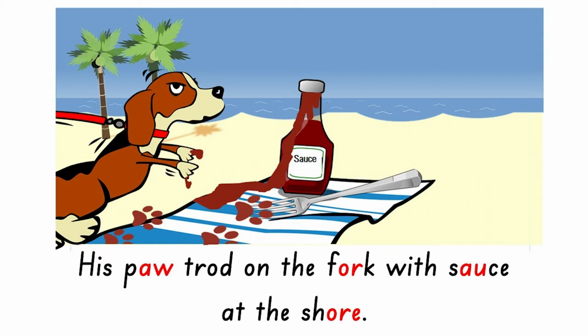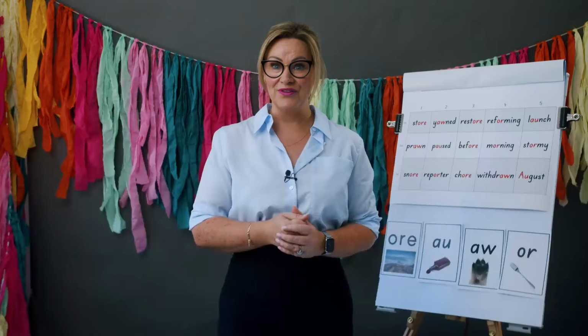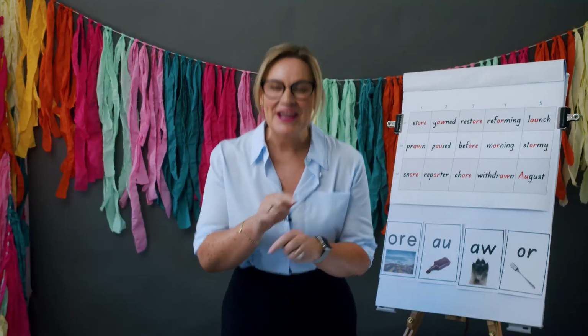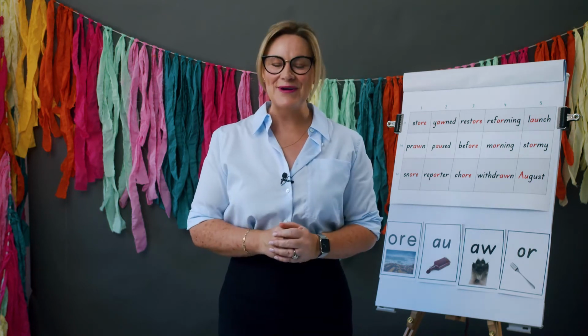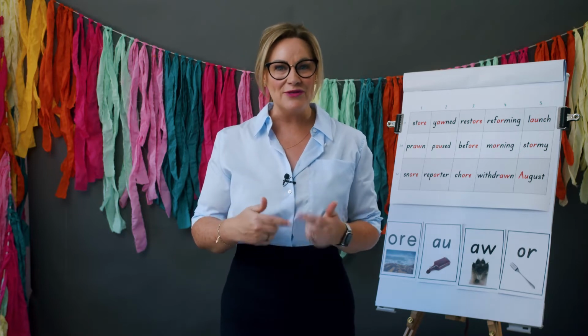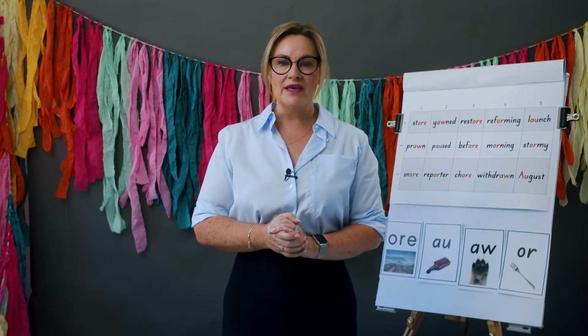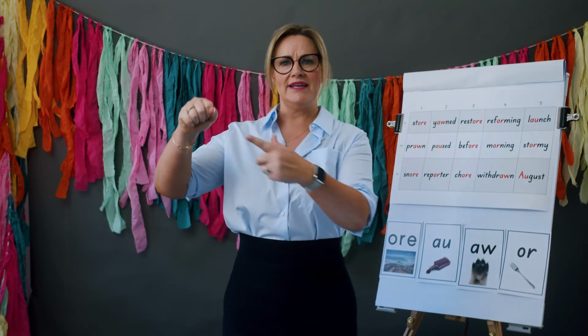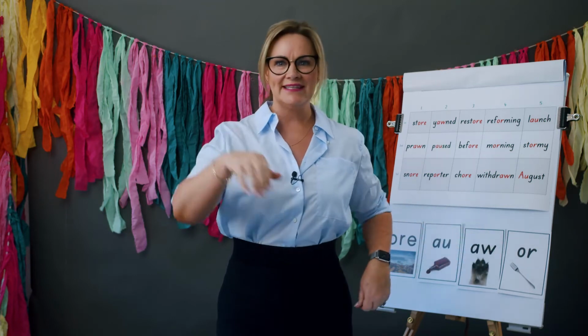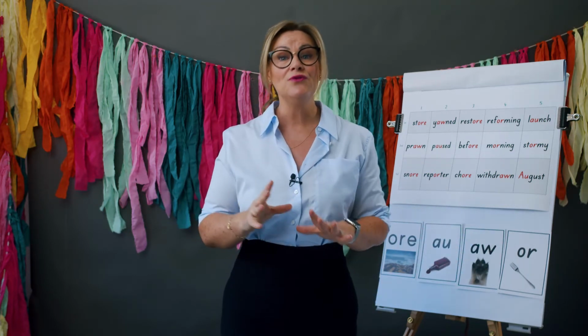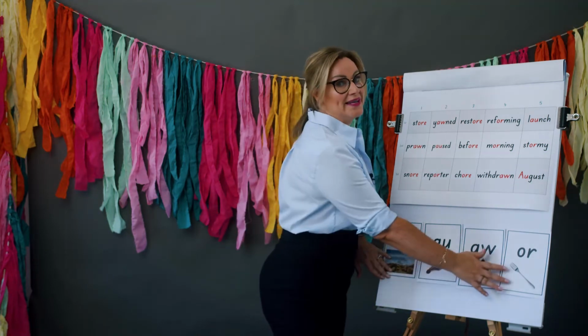Brilliant. This picture is showing all of the spelling choices for the phoneme or that you know so far. I'm going to tell you a little secret. Do you know who made this up? Zana. She's incredible. So great. So when you're trying to think about those spelling choices, bring up this picture with the dog with the fork in his paw on the seashore next to the bottle of sauce, and it will help you remember all of the spelling choices that we need to see.